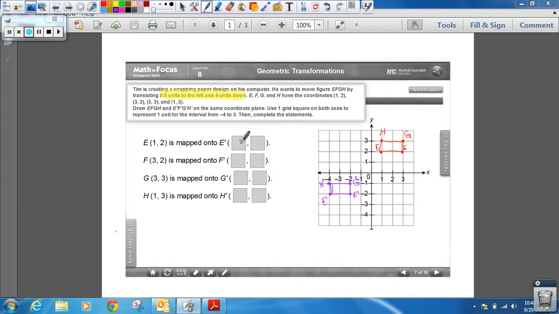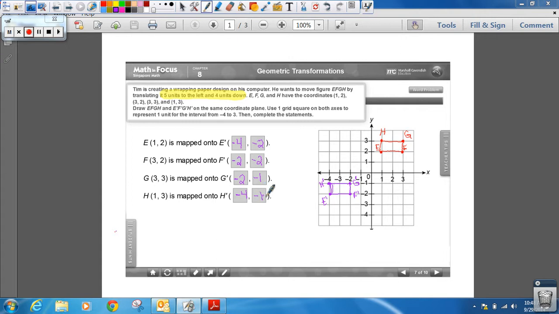If we went left 5, that means I subtract 5. So this would be at negative 4. And I'm subtracting 5, so negative 2, negative 2, and negative 4. And then we went 4 down, so I'm subtracting 4, so that should be negative 2, negative 2, negative 1, and negative 1.